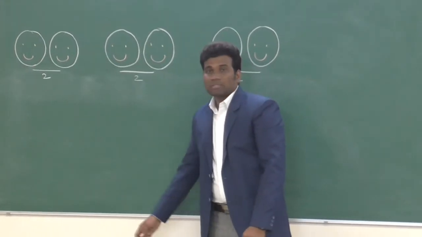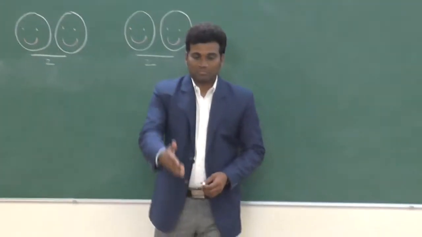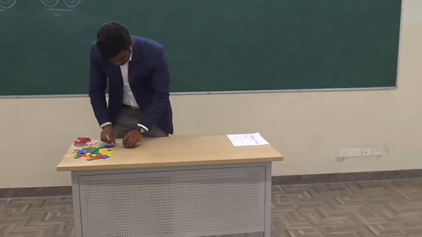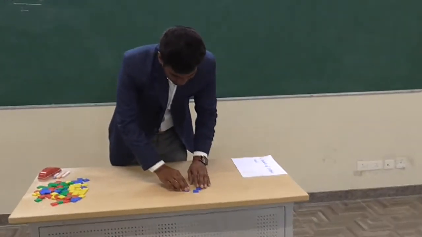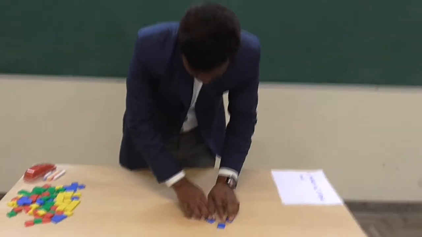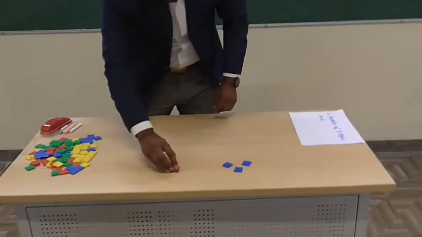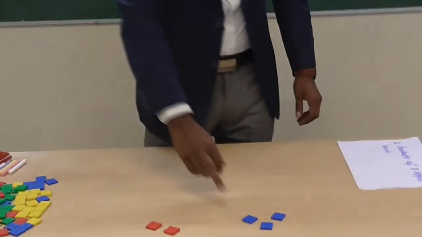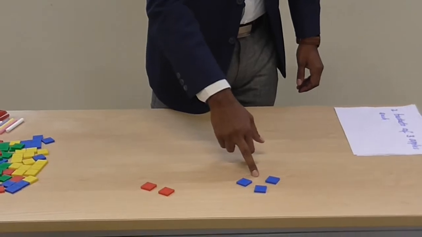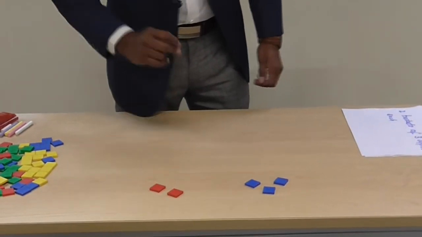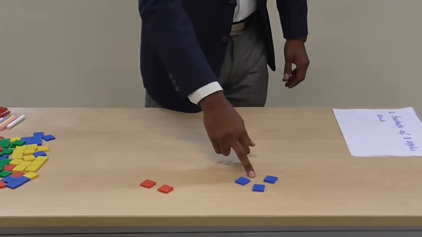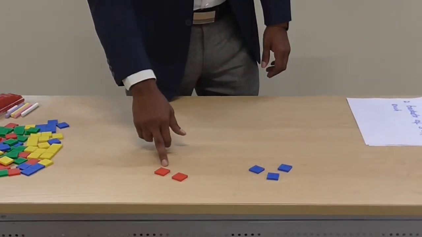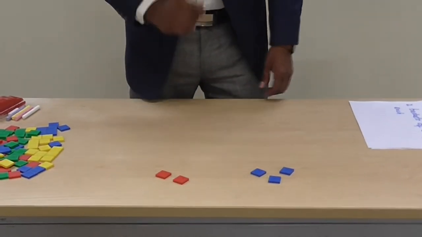To understand more, let us see some examples by using counters. Now I will have 3 blue counters and 2 red counters. So I have 2 groups. One is blue color, another one is red color counters. In my first group, or you can say first set, I have 3 counters, and in the second group I have 2 red counters.